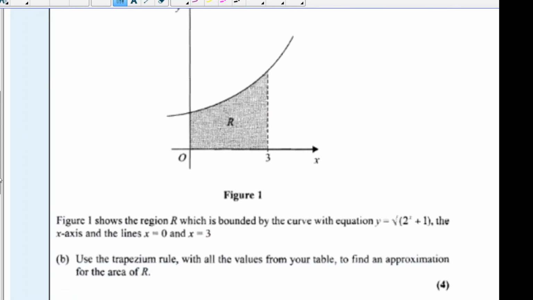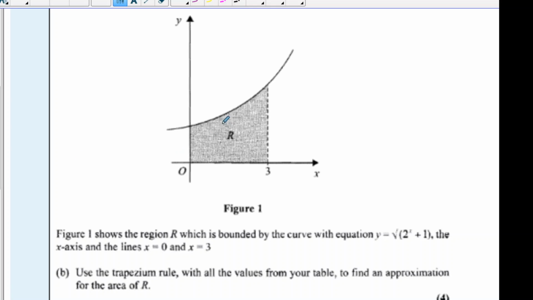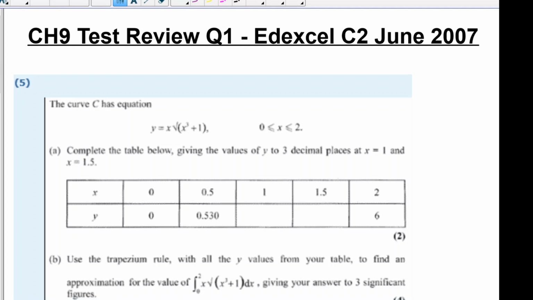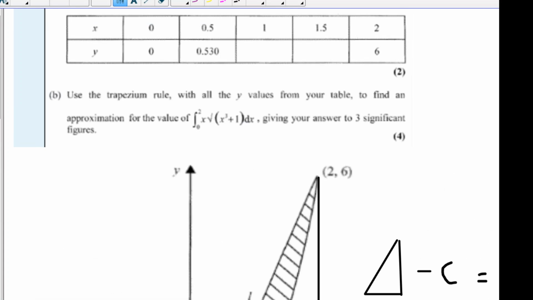Okay, next part of the question. Using the trapezium rule with all the values in the table, find an approximation for R. So notice R is the area under the curve between 0 and 3 for this curve. So obviously that's why our table goes from 0 to 3. So we need that formula. I wonder if I can copy and paste from my previous question. It might be. Oh, no, because I erased it. That's fine.